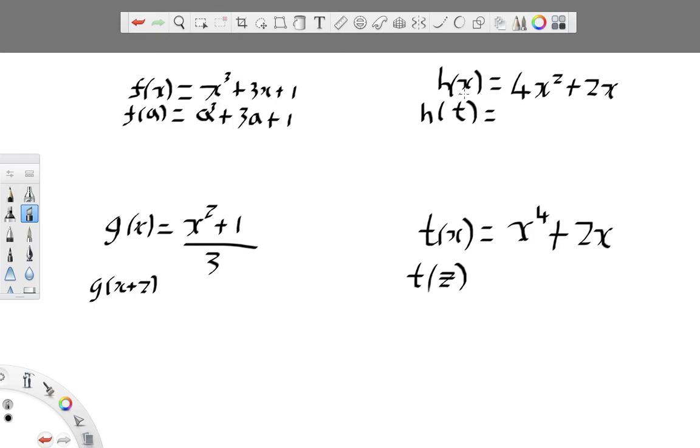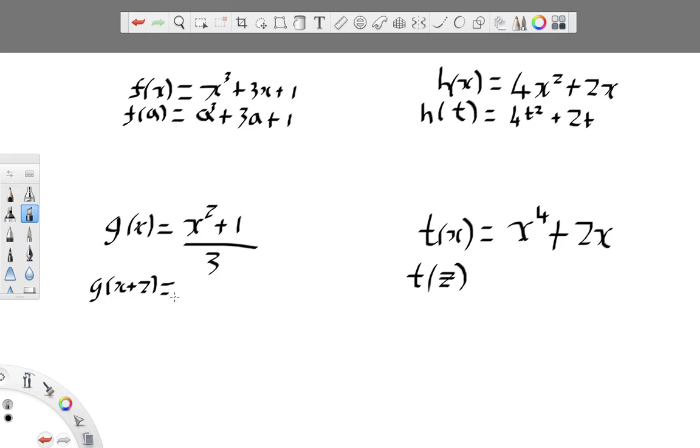Moving on to this example here. h of x is equal to 4x squared plus 2x, and we want h of t. Well, it's the same thing, we'll just substitute t in. So we get 4t squared plus 2t. So now we've got a slightly different example. We've got g of x is equal to x squared plus 1 all over 3. And we want to substitute the expression x plus 2. So we want g of x plus 2.